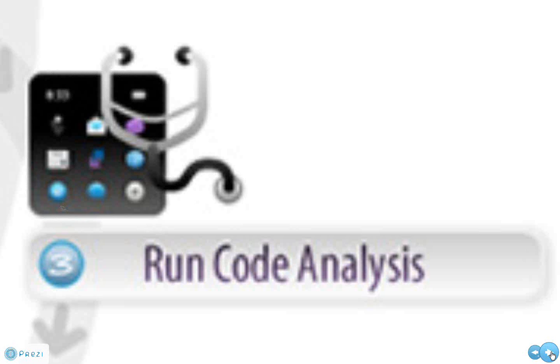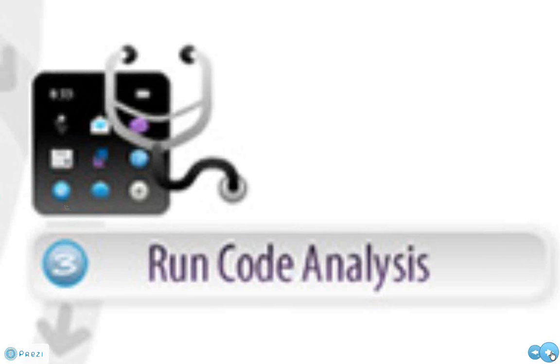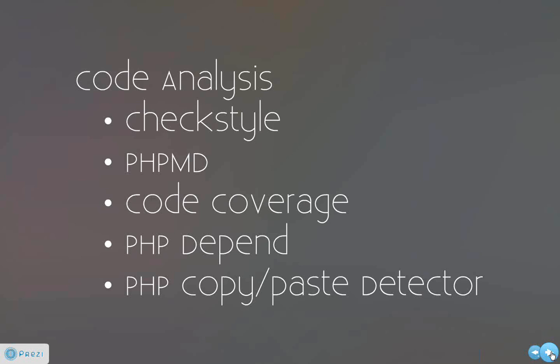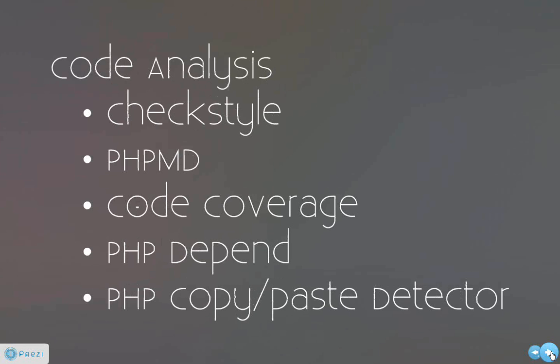Running code analysis is like checking if, suppose, a developer has not followed coding standards, or is doing something wrong with the code, writing wrong for loops and so on. There are some ready-made tools available to do all these checks. These are the code analysis tools: Checkstyle, then PHPMD, code coverage, PHP Depend, and PHP Copy/Paste Detector. I'll go through each of them, and in detail for the first three, which are more important for me.